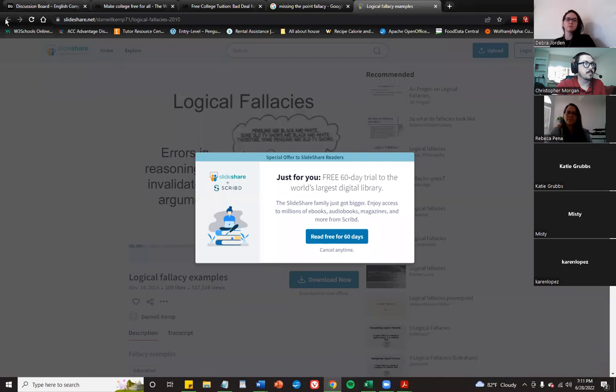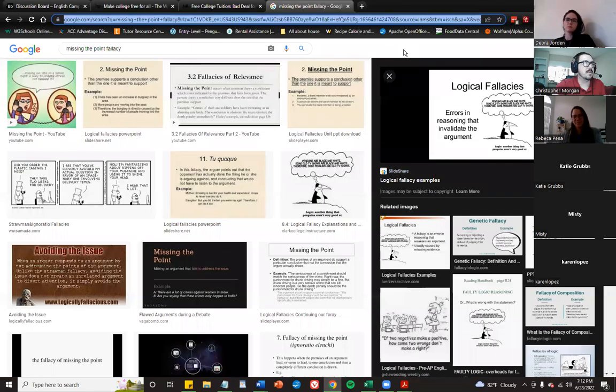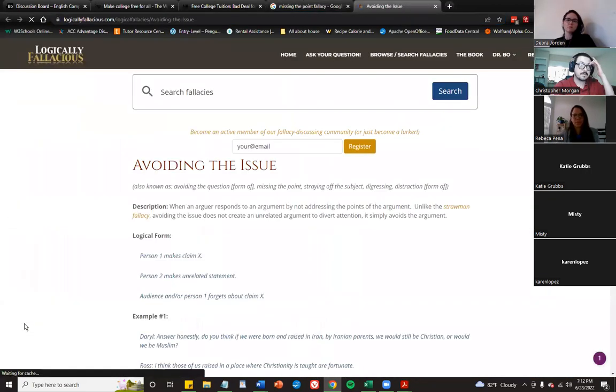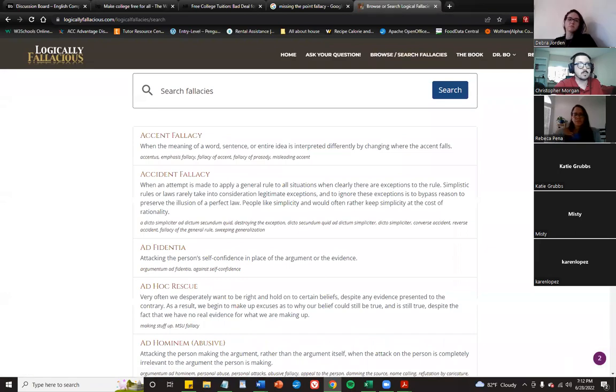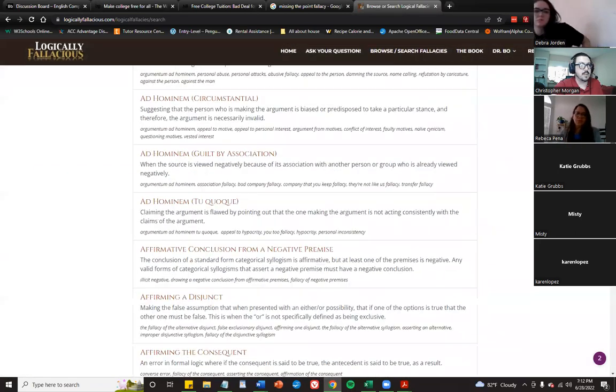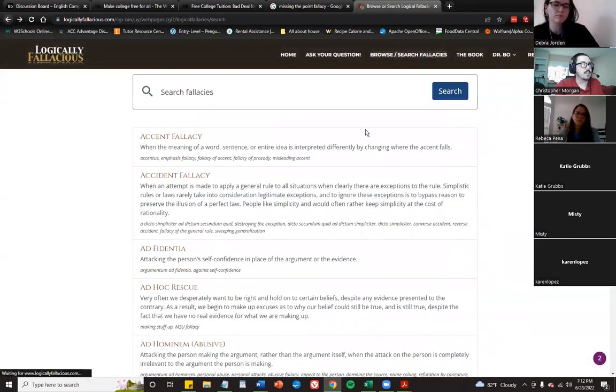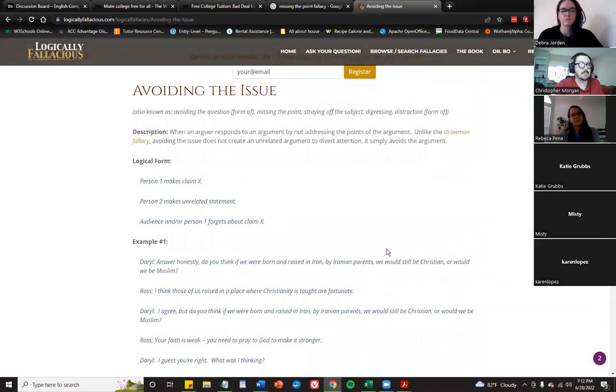You also get a lot of nonsense, like these pop-ups. Another website that comes up a lot is Logically Fallacious. This is really useful. It's got a boatload of fallacies. If you browse and search, you can see all sorts of fallacies that even I'm not covering. But it has a lot of example fallacies that were produced specifically to demonstrate them.